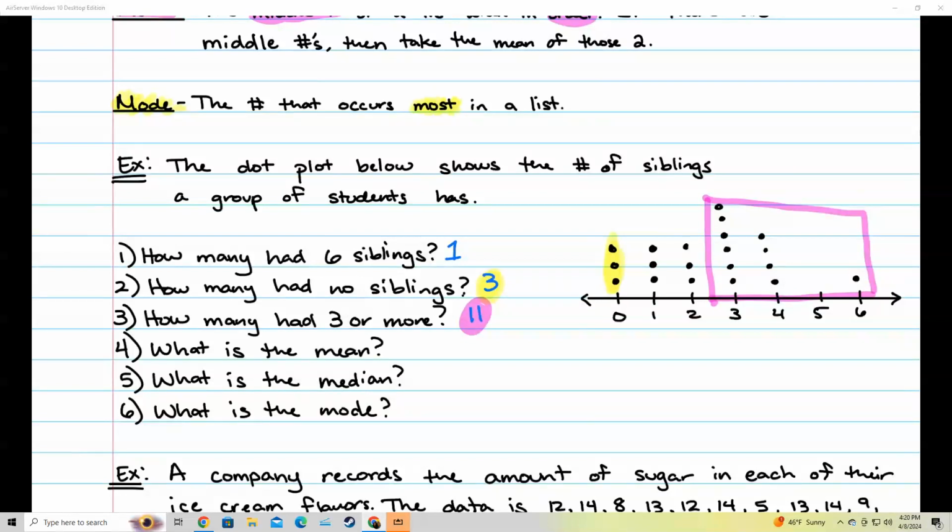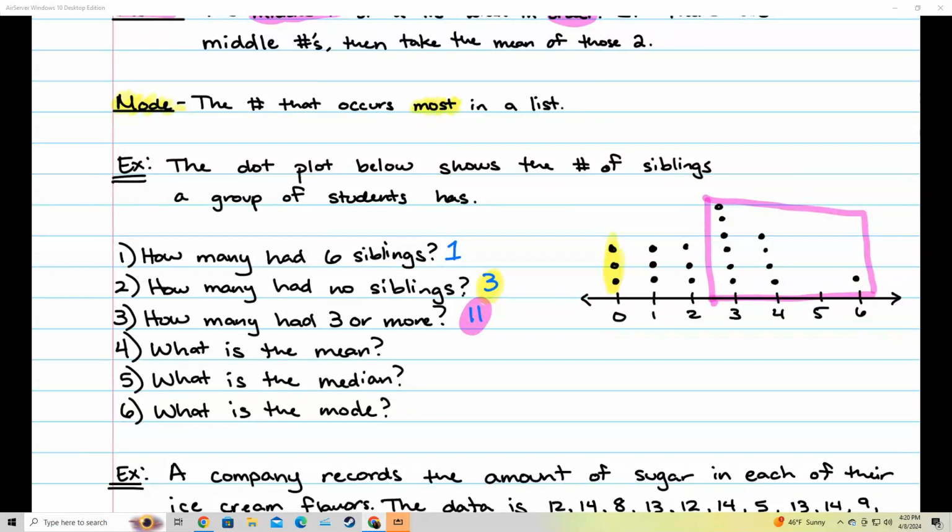All right, so we got the easy questions out of the way. Let's do the harder ones. They're not difficult. It's just they're going to involve a little bit more work, I believe. What is the mean? Now, in order for me to find the mean, I need to add up all the numbers and divide by the number of numbers. The problem with a dot plot is there's really no numbers written down, right?